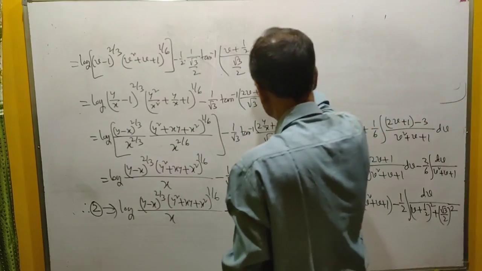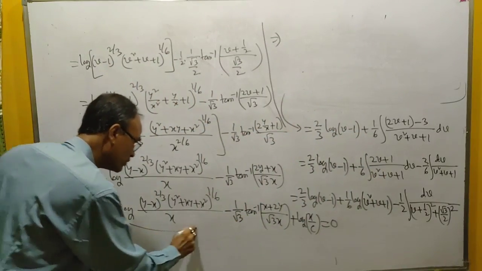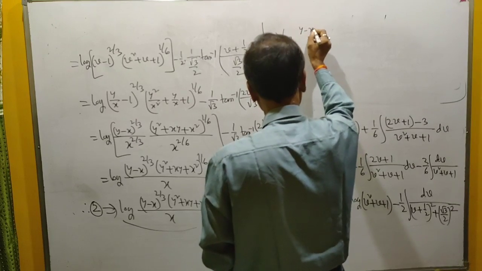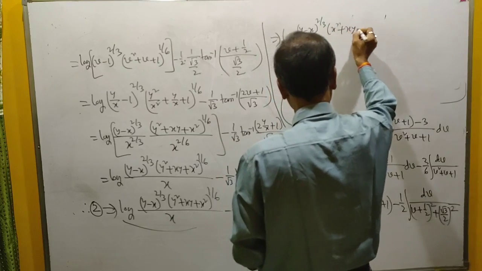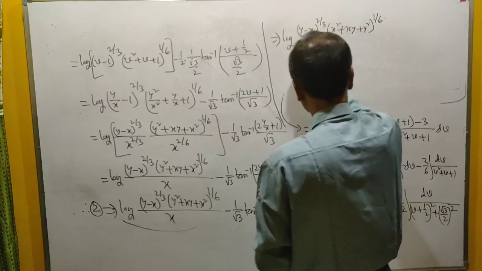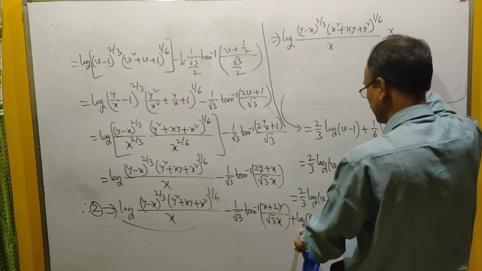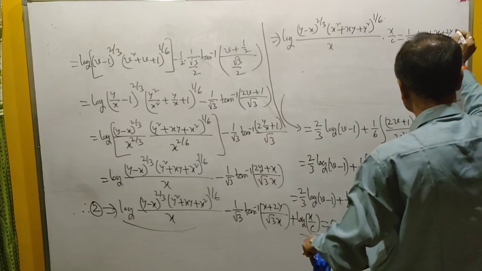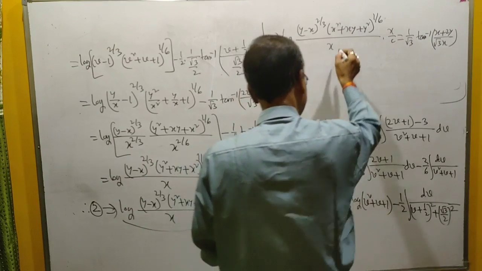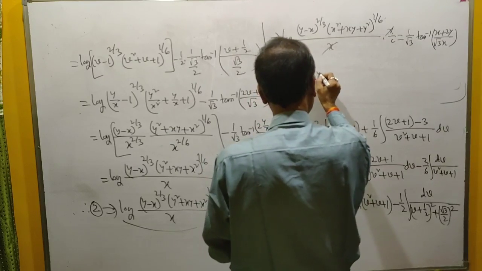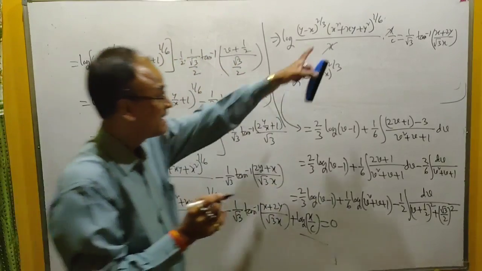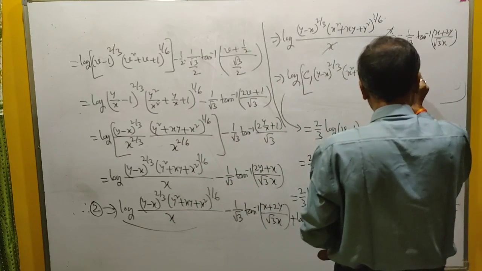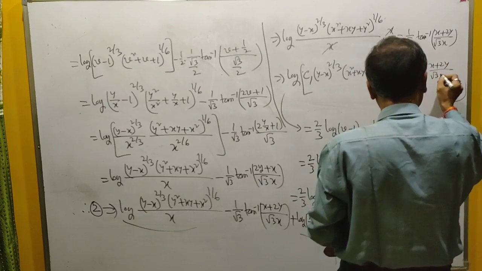Now this means, take the terms containing log on the left hand side: log of y minus x whole to the power 2 by 3, x square plus xy plus y square whole to the power 1 by 6, divided by x, into x by c, equal to 1 by root 3 tan inverse x plus twice y divided by root 3x. Or you may write log of, x will be cancelled, you may write c1 into y minus x whole to the power 2 by 3, x square plus xy plus y square whole to the power 1 by 6, this is equal to 1 by root 3 tan inverse x plus twice y divided by root 3x.